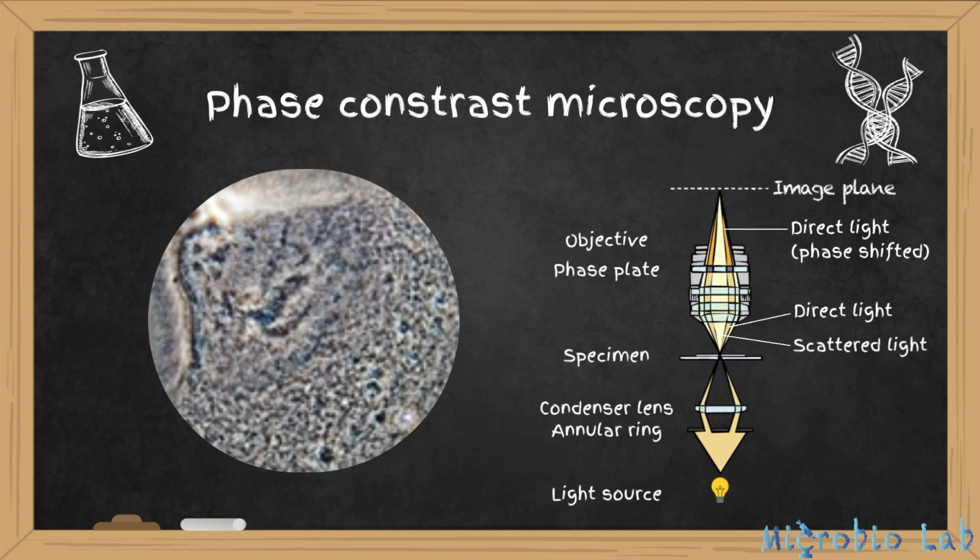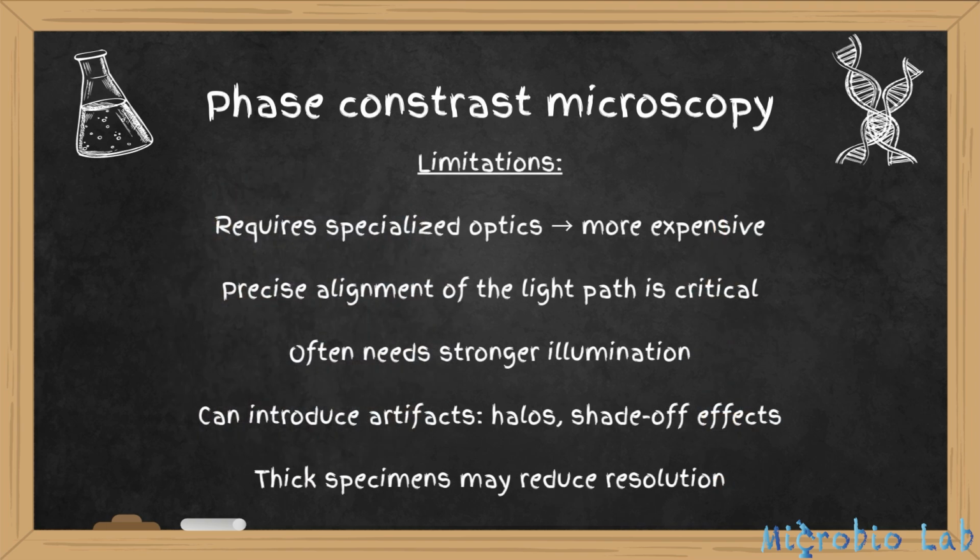Despite its strengths, phase contrast microscopy does have limitations. It is more expensive because of the specialized optics involved, and proper alignment of the light path is critical. The technique often requires stronger illumination, and it can introduce visual artifacts such as halos or shade-off effects. Thick specimens in particular tend to reduce resolution.